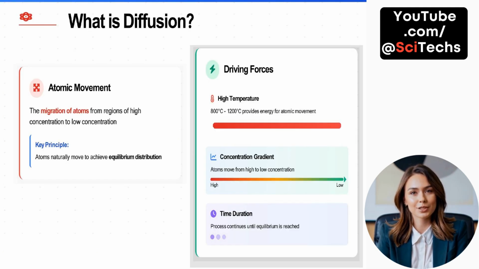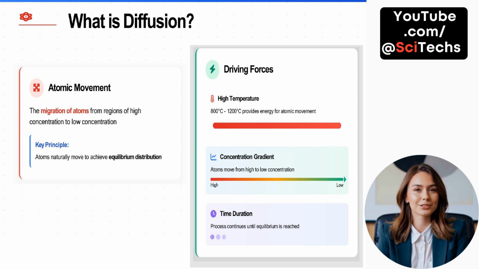What is diffusion? Diffusion is the process where atoms migrate from regions of high concentration to regions of low concentration. This atomic movement is driven by the natural tendency of atoms to reach equilibrium, an even distribution throughout the material. In semiconductor manufacturing, diffusion is used to introduce dopant atoms into the silicon lattice, enabling control over electrical properties in targeted regions of the wafer.